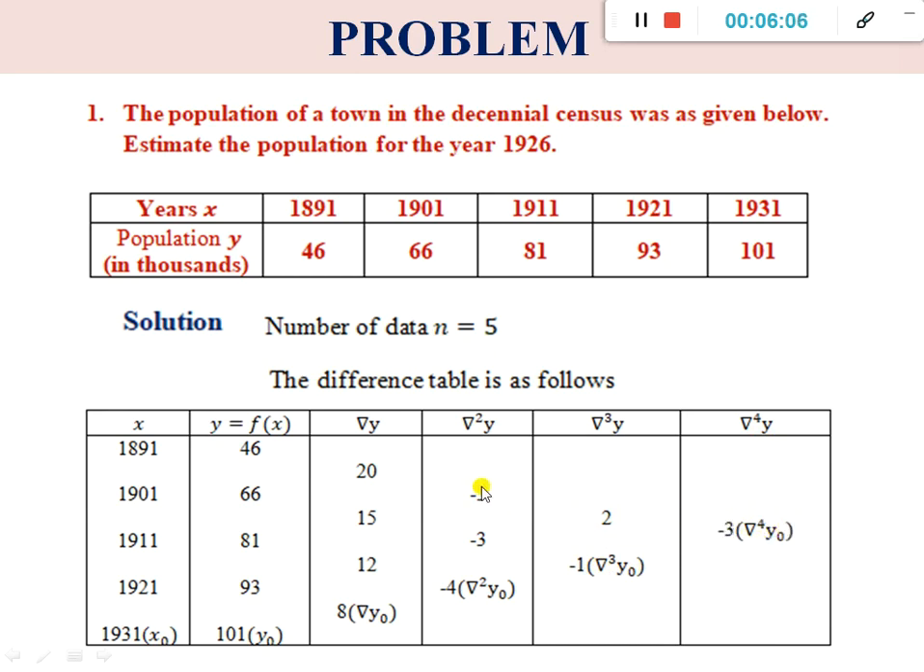Suppose I get 0 for all the entries at delta square, then we have to trim the table at that level. Here I am getting up to the last one. So in this way, we need to form the difference table for all the problems.